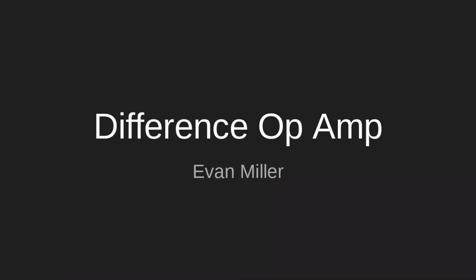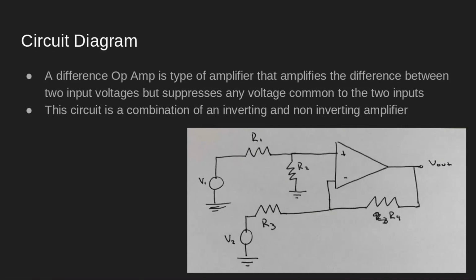So today we're going to go over a difference op amp for challenge assessment 6. Here is the built circuit diagram, the one that I picked. I drew this out. A difference op amp is just a type of amplifier that amplifies the difference between two input voltages, and it suppresses any voltage common to the two inputs. So the circuit's a combination of an inverting and non-inverting amplifier.